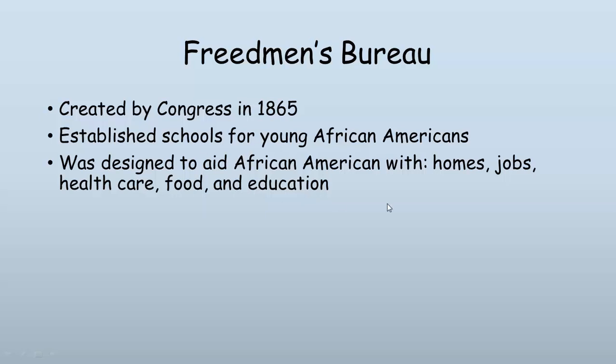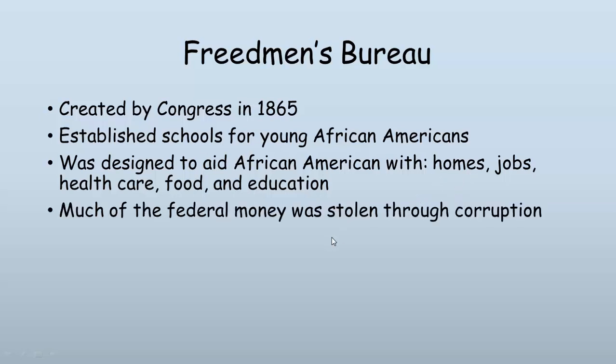Its biggest goals were not met in providing everyone with a home and everyone with a job. Why? Well, you had a lot of government officials who thought it was more important to steal some of that money for themselves rather than doing what the bureau was designed to do. So there was a lot of corruption. And what were people doing? They were stealing money, right?